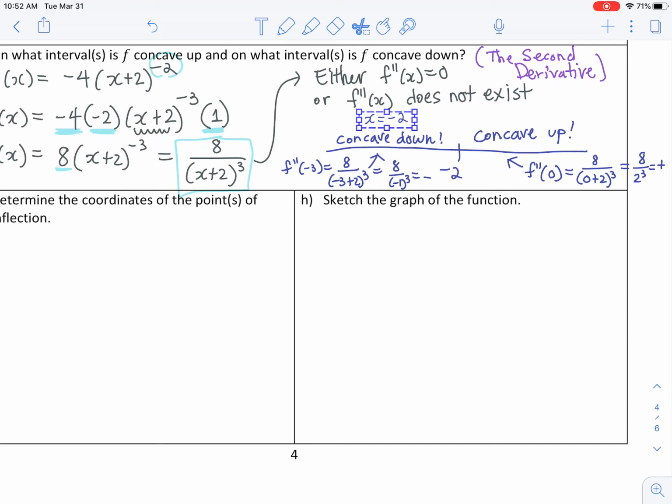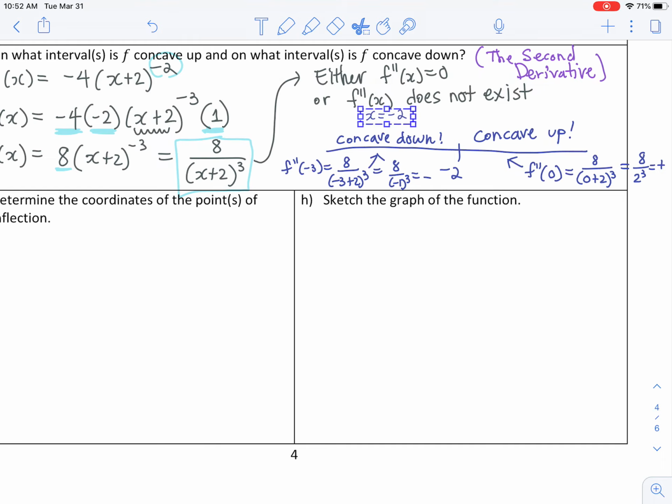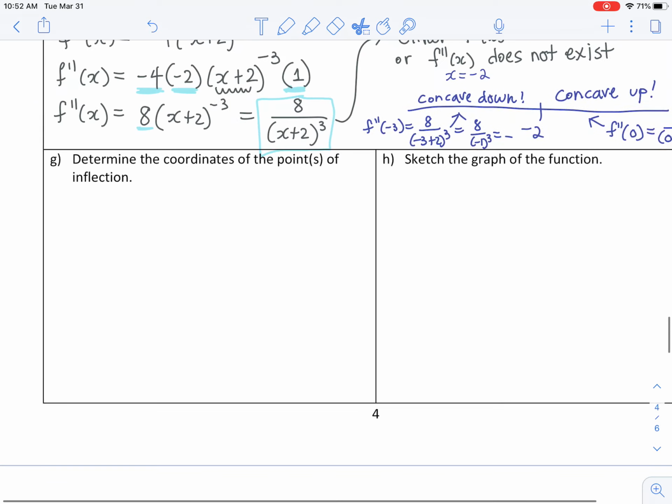If they ask you for an inflection point, what you're going to do is plug this into the original function to find the y value. I give up on moving that. So let me do that. Let's plug negative 2 into the original function, into the original f of x.